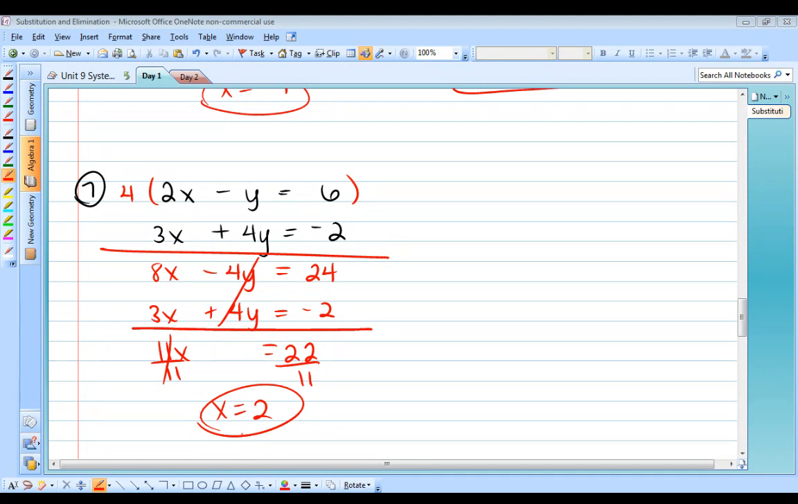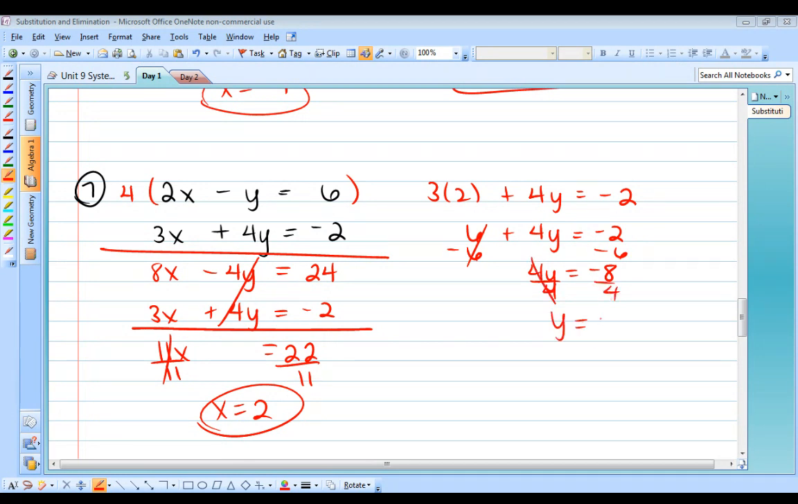Substitute 2 for one of my x's. I'm just going to do the bottom one because it's less cluttered. It doesn't matter, whichever one you prefer. So if I plug in 2 for the top, 3 times 2 is 6. Then what do I do? Subtract 6 everywhere. 4y equals negative 8. Divide by 4. Y equals what? And what's my ordered pair?